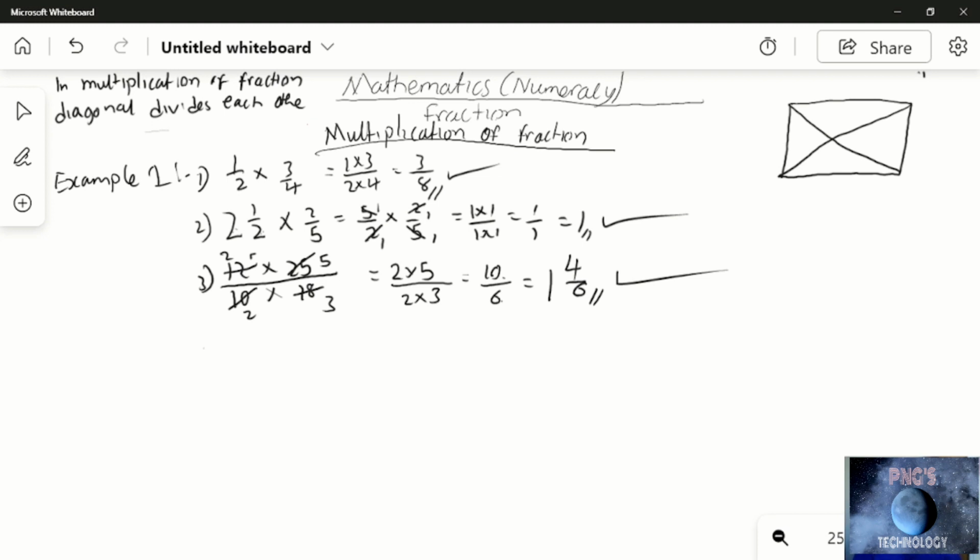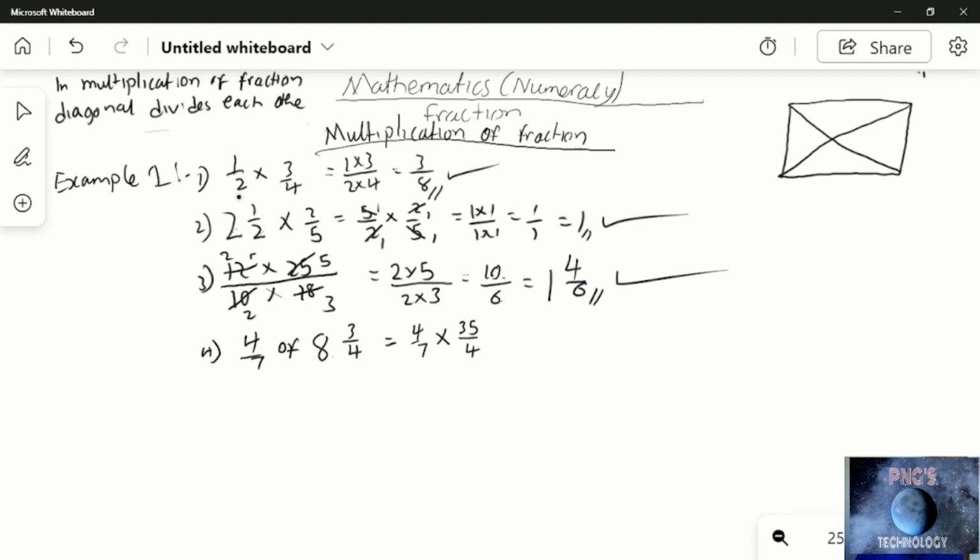So let's see question 4. Question 4, we're given 4 over 7 of 8 whole number 3 over 4. So we're going to change this mixed fraction to an improper fraction. That is 8 times 4 plus 3. 8 times 4 is 32, 32 plus 3 is 35. So we have 4 over 7 of, which means multiplication, 35 over 4.